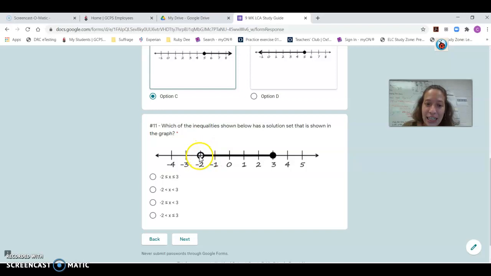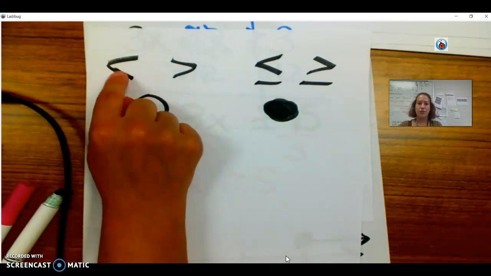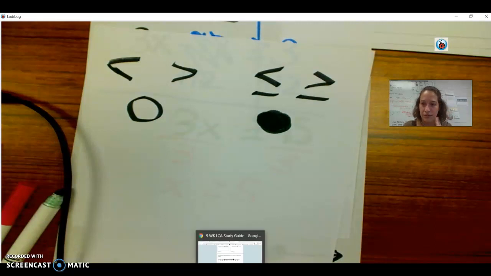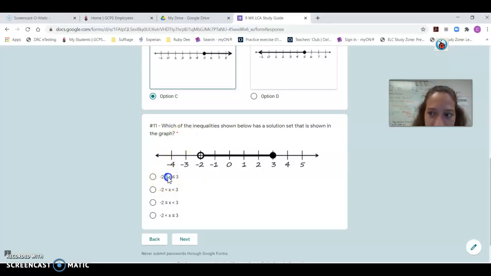So if I look here, I see an open circle. So I'm looking for one of these symbols with no line underneath. I look right here, look at this, there's a line right there, bad. Look at this one, no line. So B could be the answer. I look here, line, bad. I look here, no line. So my answer could be B or D.